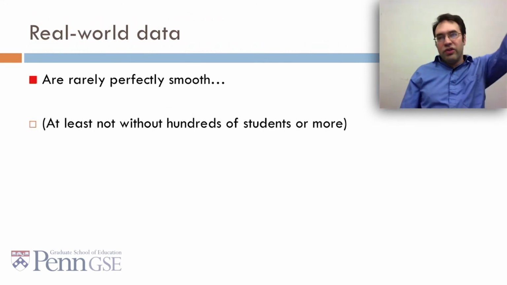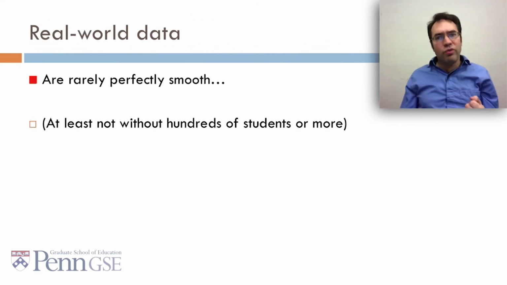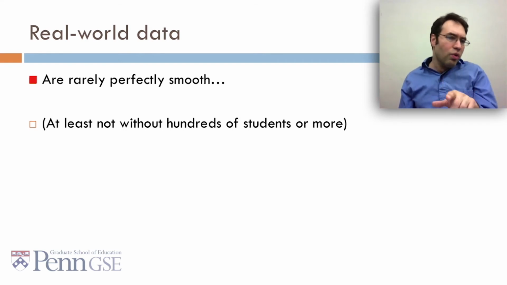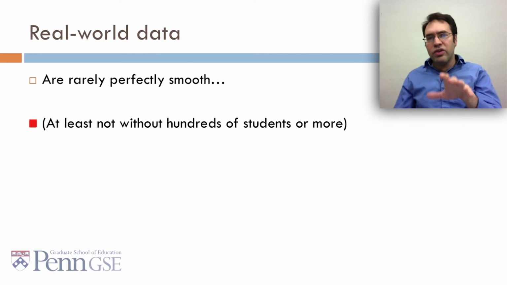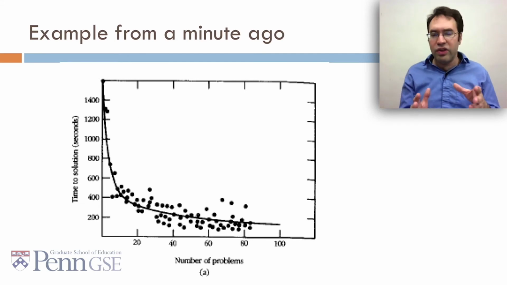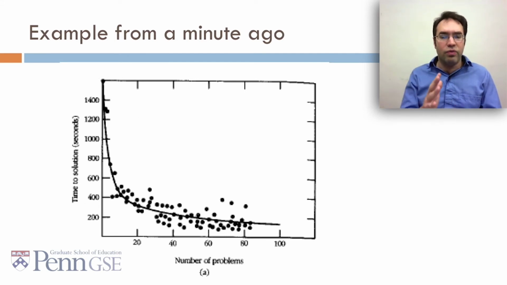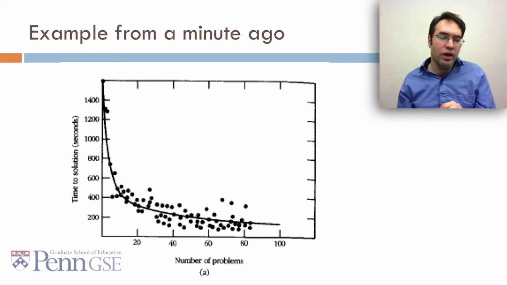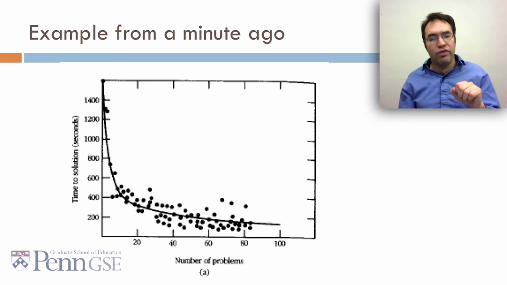Now, you may note that you see these nice curves, but those graphs we saw earlier for Ritter and Corbett were not all that smooth. And in fact, real-world data is rarely perfectly smooth, unless you have hundreds or thousands or tens of thousands of students. Now, if you look back to that example from a minute ago, you'll see that actually there's a lot of cases where it's relatively far off the line, even fairly late in the process. For example, over at 80 problems, there's a case where it took 400 seconds.